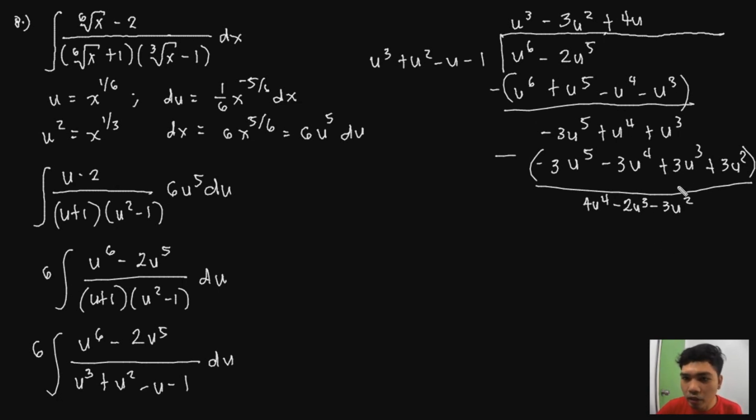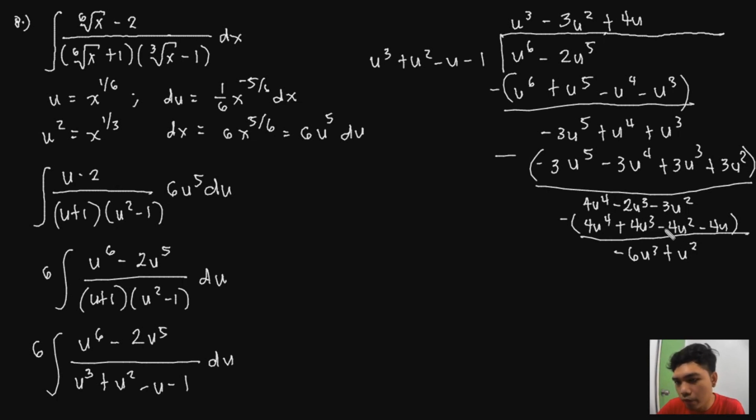I made my writing smaller because we won't fit here. So 4u to the 4th and then plus 4u cubed, then minus 4u squared minus 4u. Okay, we subtract this. So we have, I think this becomes negative 6u cubed and then this becomes positive 4, so that is 1. So I hope you get that. So this becomes negative, so positive 4 minus 3, so that's positive u squared, and then this becomes positive 4u.